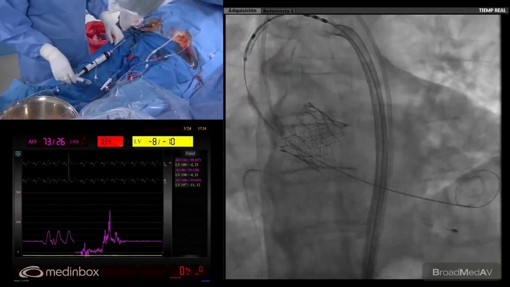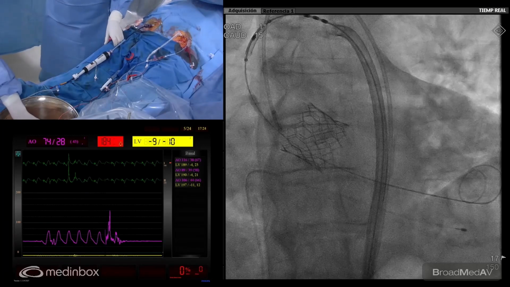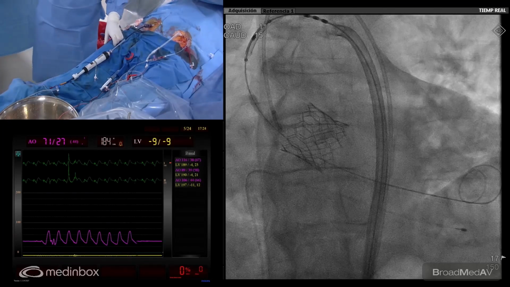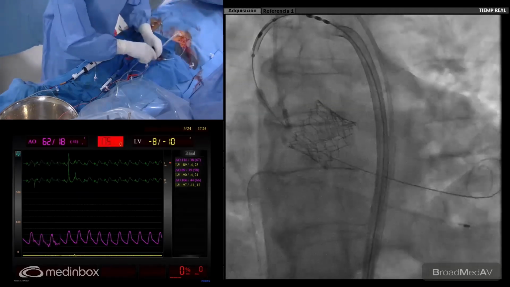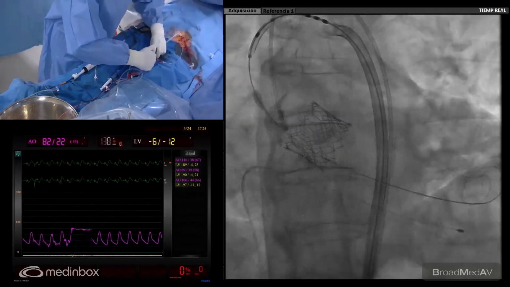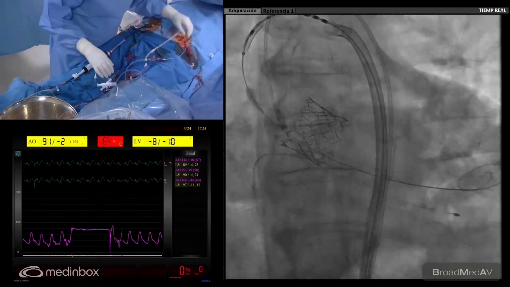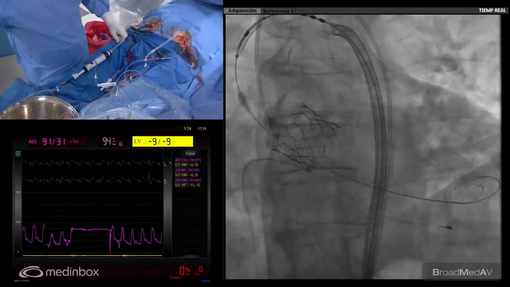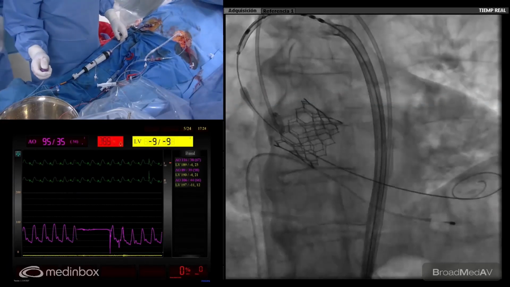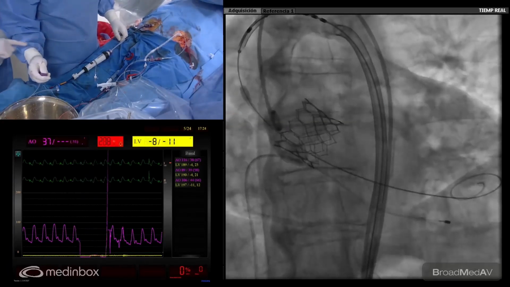This is when the team is ready for everything. We have to be prepared for everything. It can happen at any moment. This is interventional cardiology. That's what we mean.